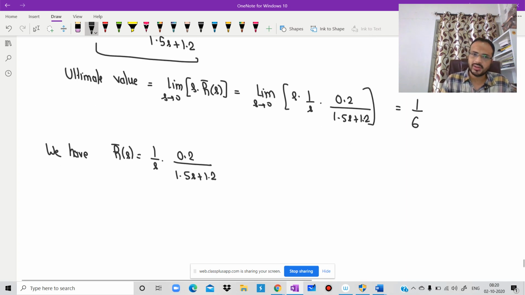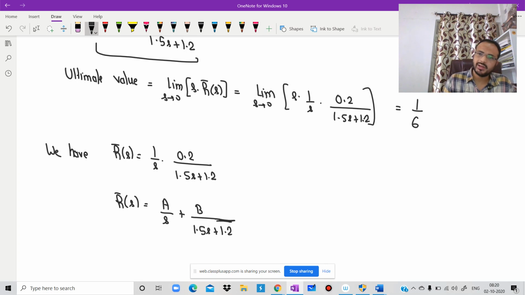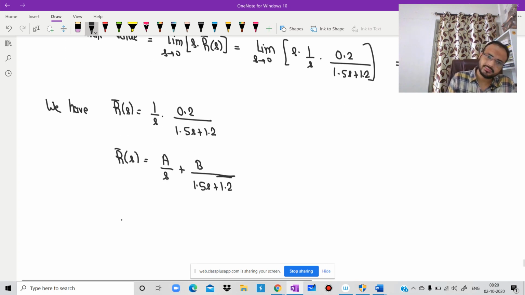First, you need to take partial fraction. We can write like this: a by s plus b by 1.5s plus 1.2. You are good in mathematics, you will calculate the value of a and b, and you will get 1 by 6 minus 1 by 4.